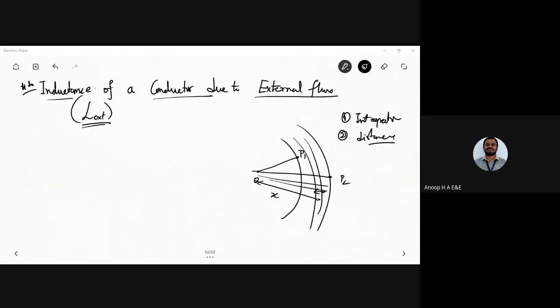Anyone? You can let me know right now. Any doubts? So make an attempt to find out the inductance of a conductor. In a similar way, we'll be finding it out. You will be taking the integral in two different terms. Okay. Any doubts up to this point? Anyone?